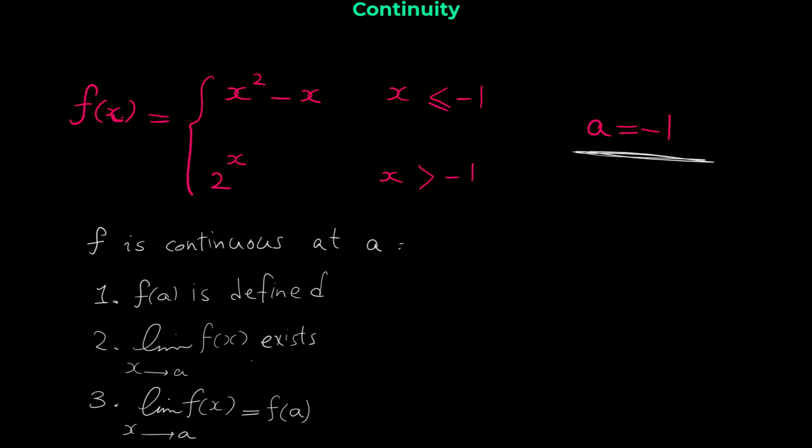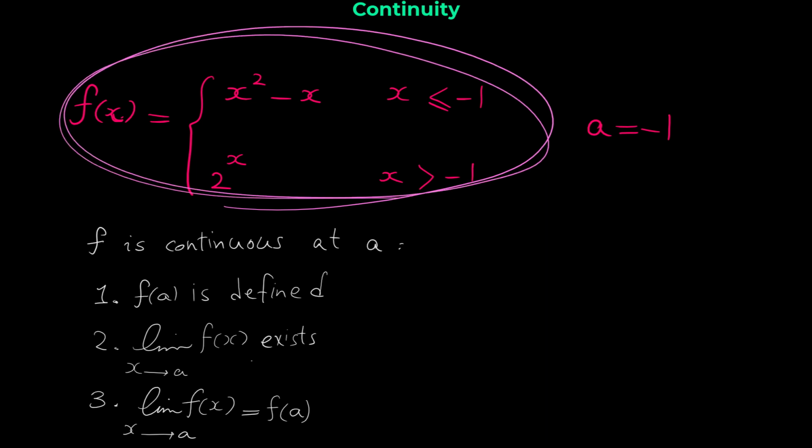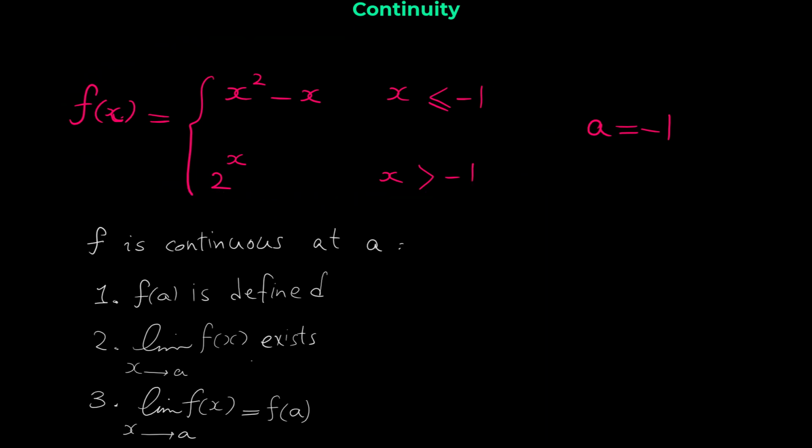If these three conditions are satisfied by the function f, then we say a function f is continuous at a. Now let's do this example. Attention, in this example, the point a is -1. So we want to check the continuity of this function at -1. We start with the first condition for continuity. Let's see if f(-1) is defined or not.